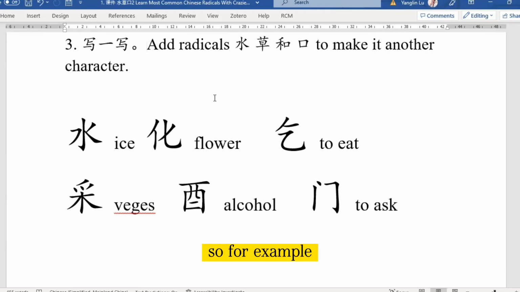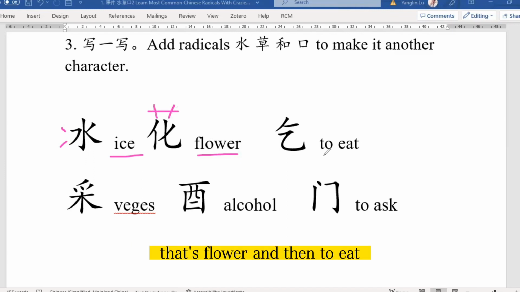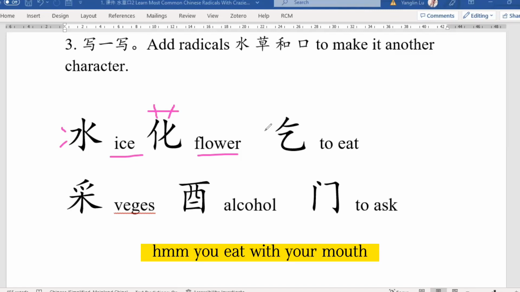Okay, so for example, the character for ice is 冰. Now you already have the 水, so it's a 冰 of ice radical. Oh, so I'm going to write this. So that's 冰. And similarly, flower. It's a plant, so I'm going to add the 草 on top. That's flower. And then to eat, you eat with your mouth, so that's why I write the 口.